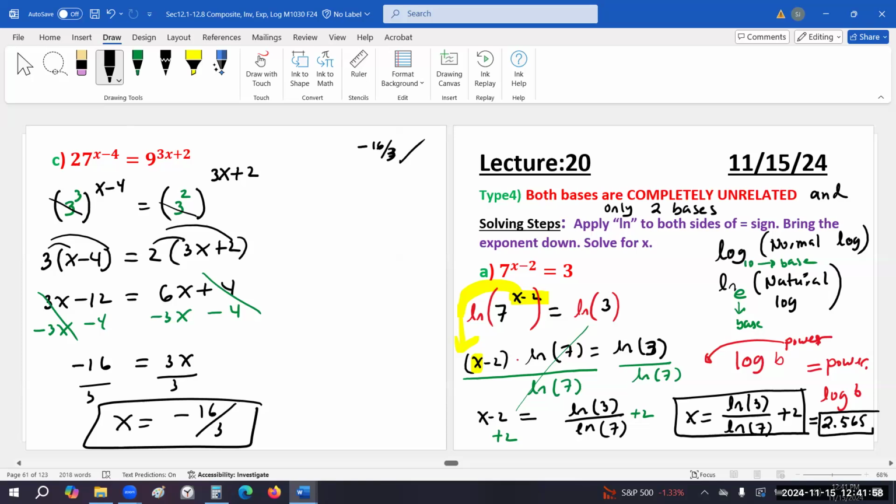2.565. So a reminder about decimal places. After the decimal, the first one is called 10th place. The second place is called 100th place. The third one is called 1000th place.